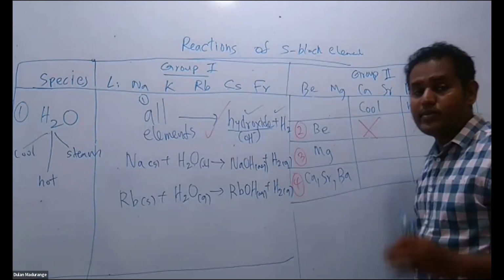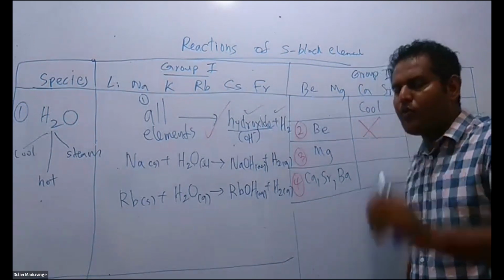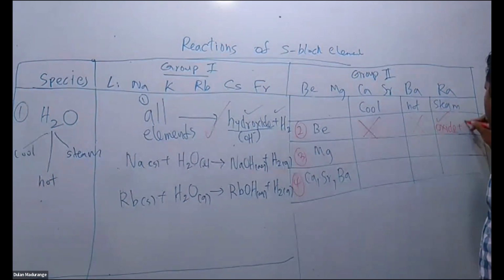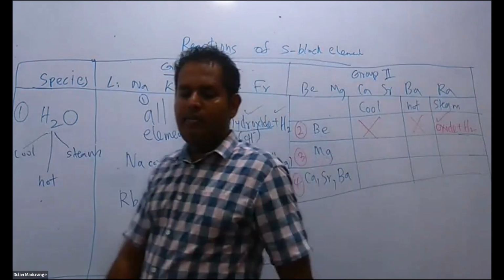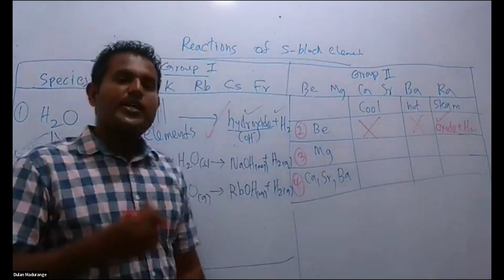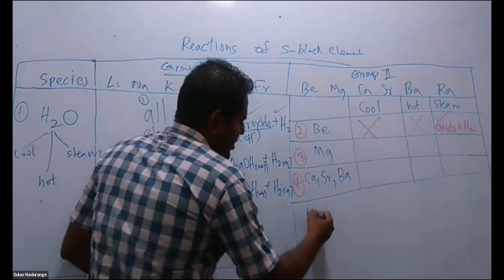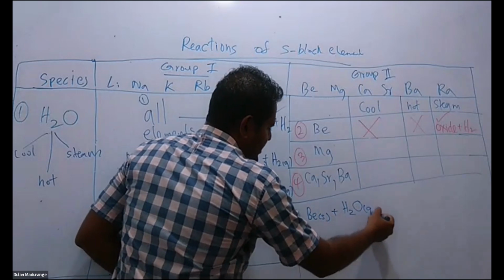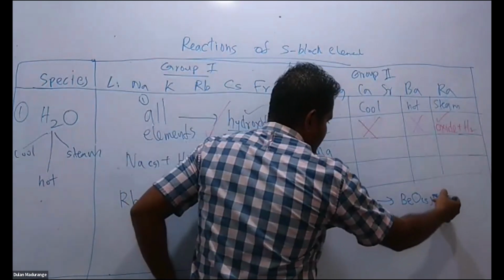What are the products it will form? This is the only point you need to learn. Beryllium reacts with steam to form oxide plus H2. So let's write the equation for that. Beryllium solid reacts with steam, H2O gas, to form beryllium oxide plus H2.